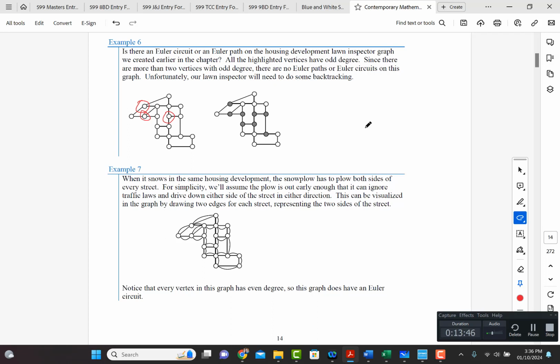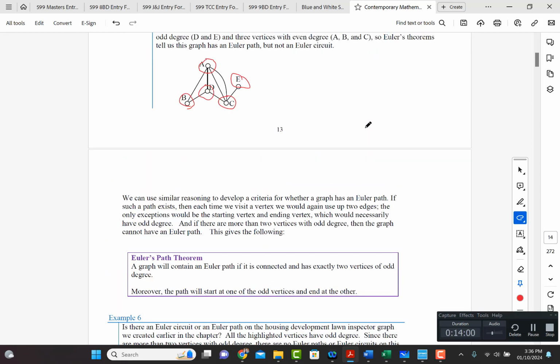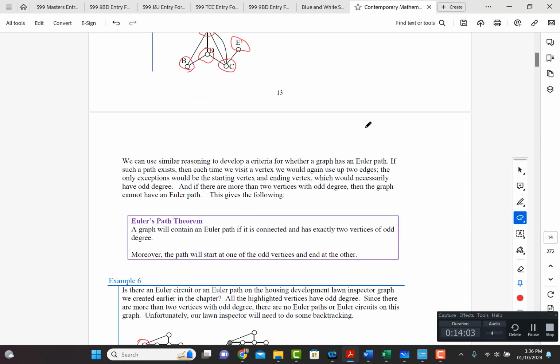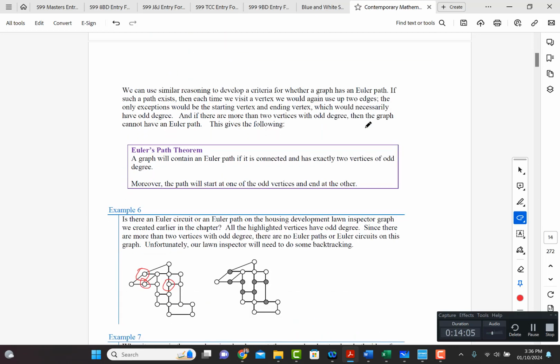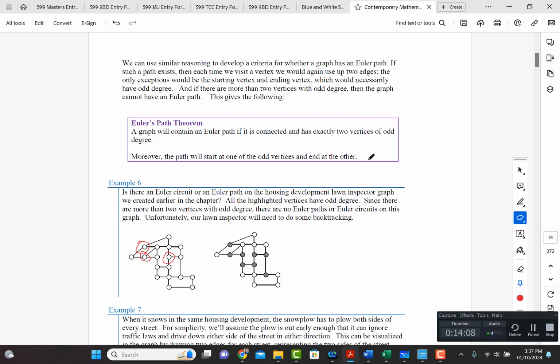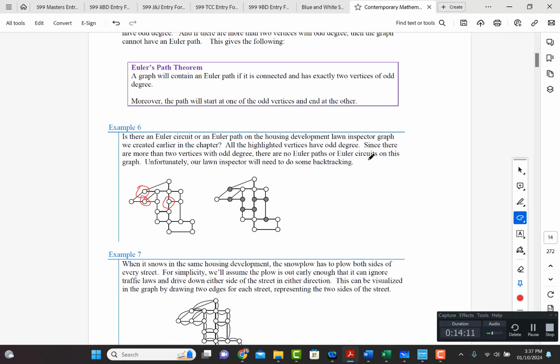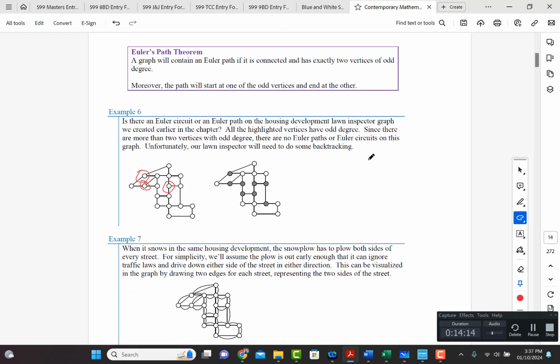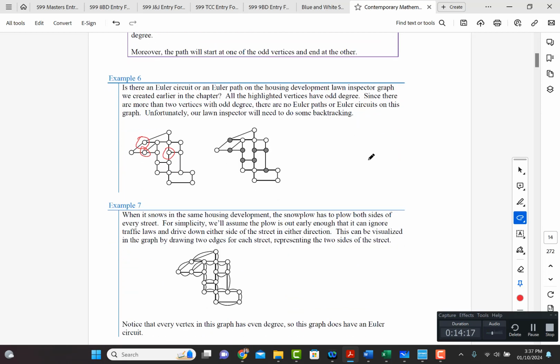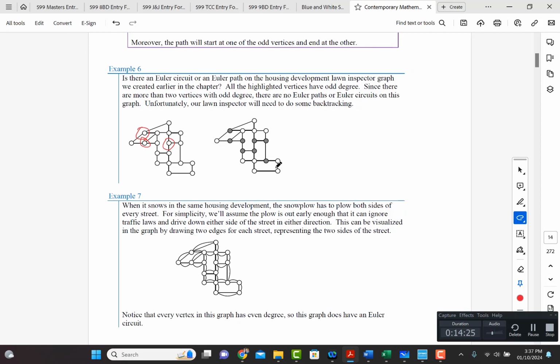or Euler circuits in this case, because remember, to have an Euler circuit, you would have to have all of them with even degrees, right? And be connected. But if you have exactly 2 vertices with odd degree and it's connected, then you have the existence of an Euler path, but not an Euler circuit. In this case, you have neither.